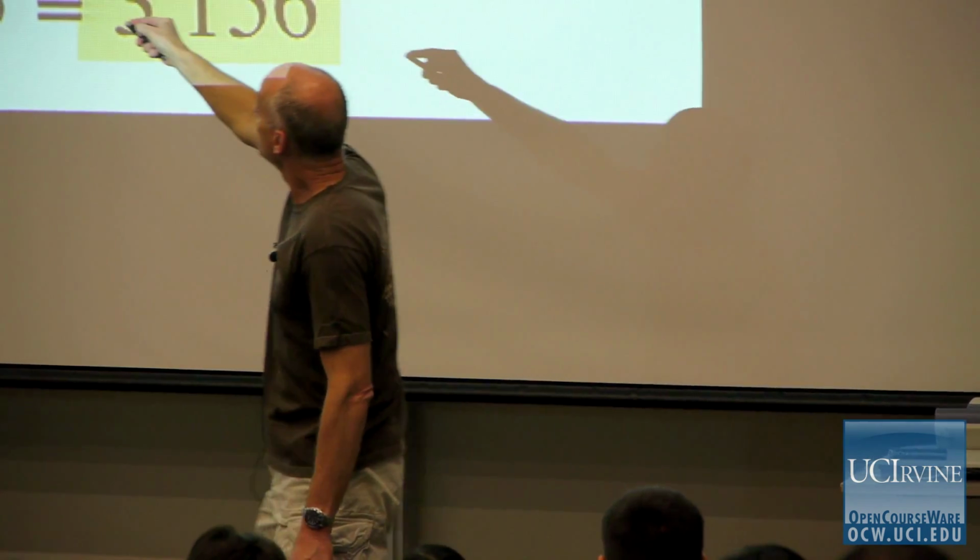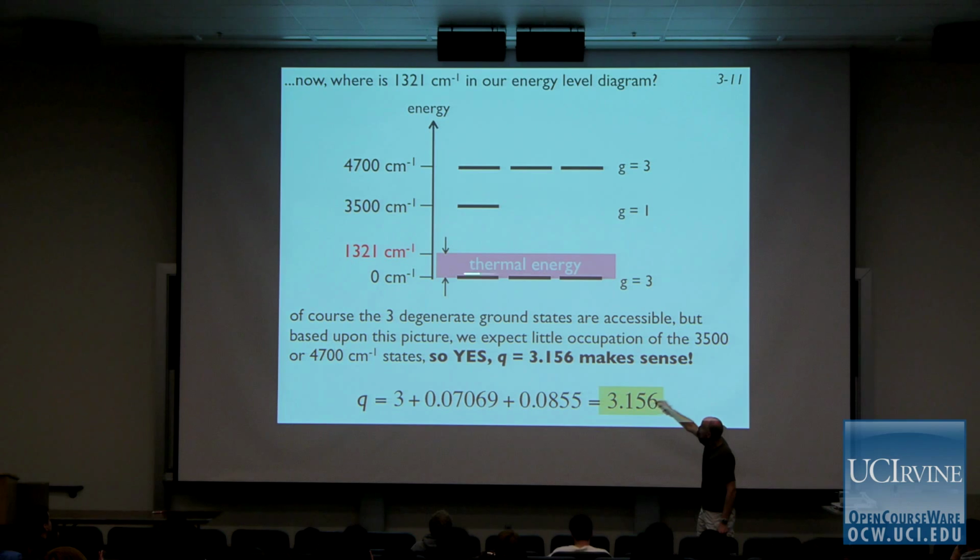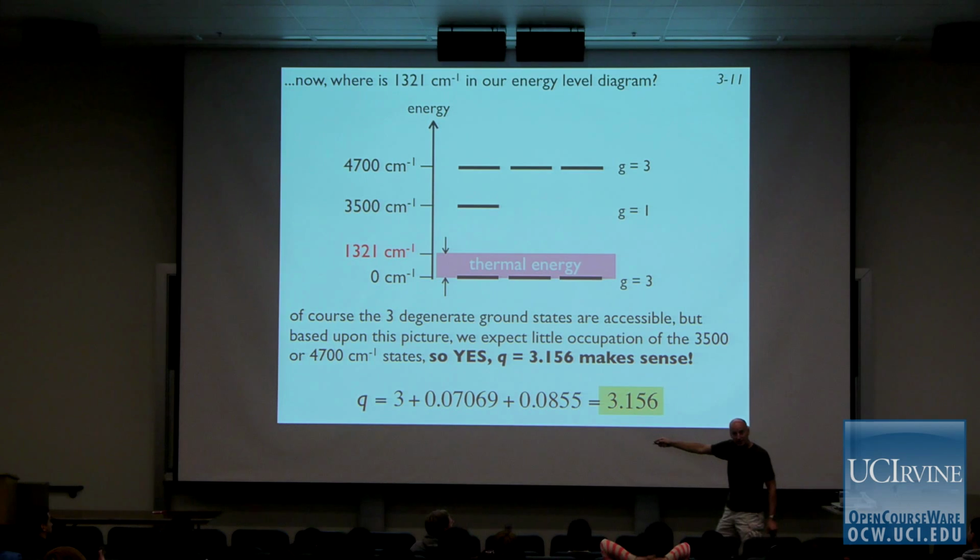So here's my energy level diagram. Here's my ground state, triply degenerate. Here's my first excited state. Here's my second excited state. Here is that 1,321 wave numbers. That's the amount of thermal energy that's present in the system.